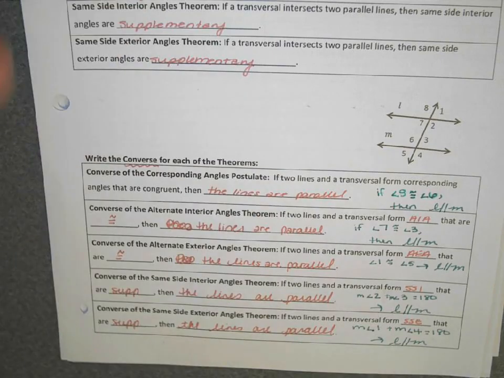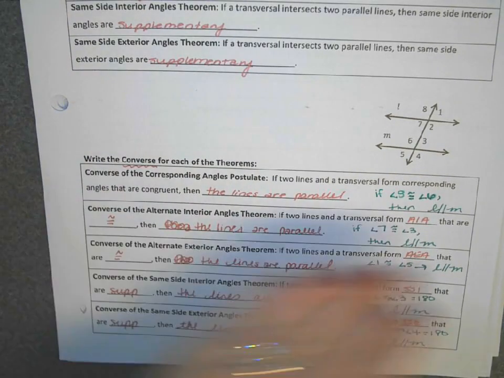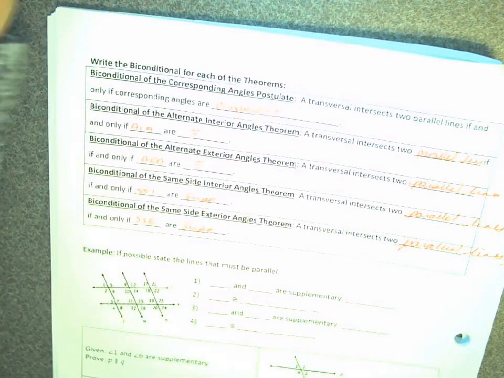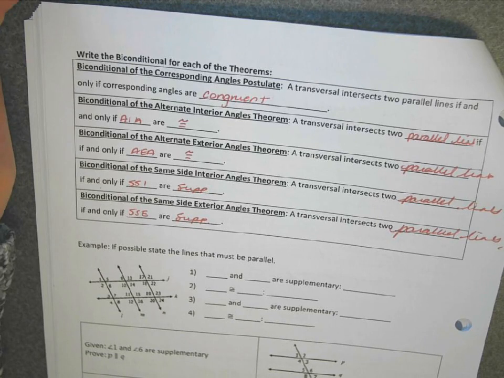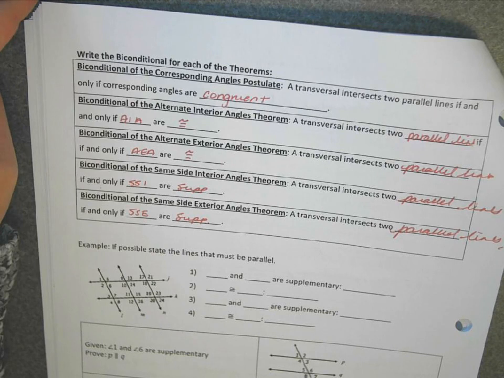So because they have a conditional and a converse that are true, we can move on to write the biconditional statement. So the biconditionals read, a transversal intersects two parallel lines if and only if corresponding angles are congruent. Okay? A transversal intersects two parallel lines if and only if alternate interior angles are congruent. A transversal intersects two parallel lines if and only if alternate exterior angles are congruent.